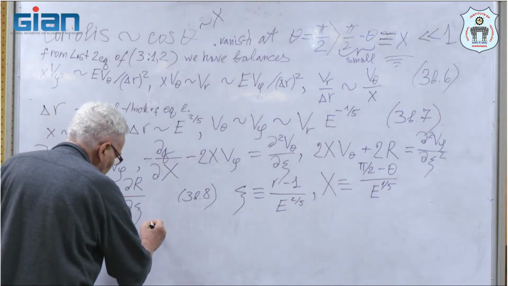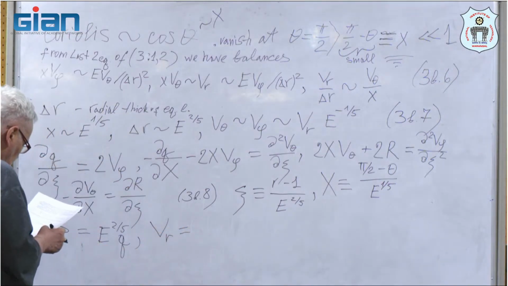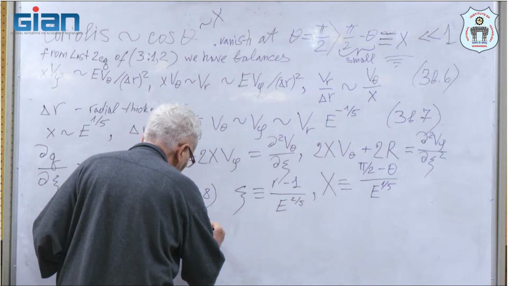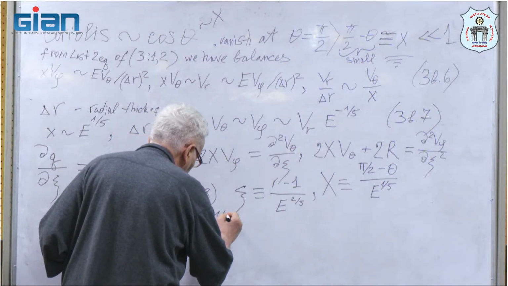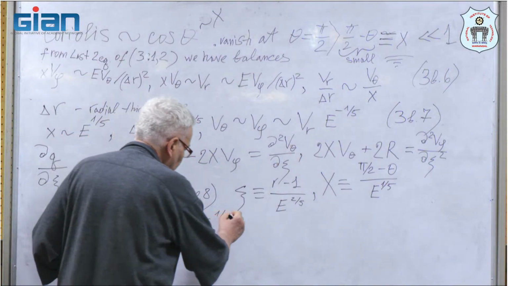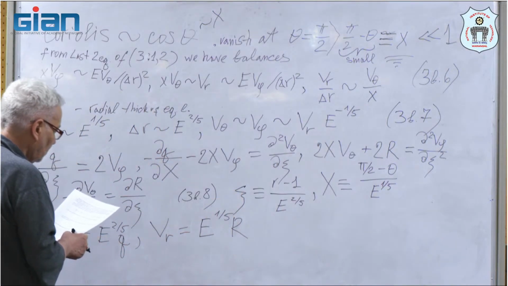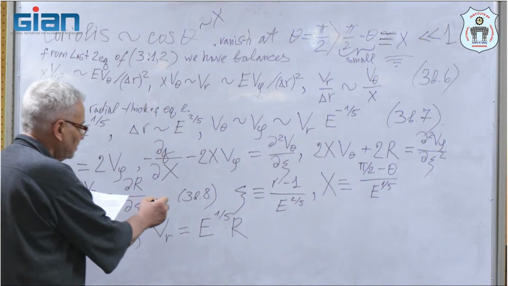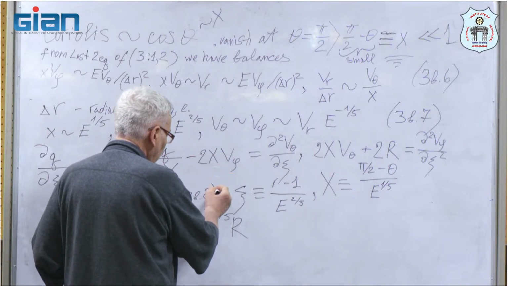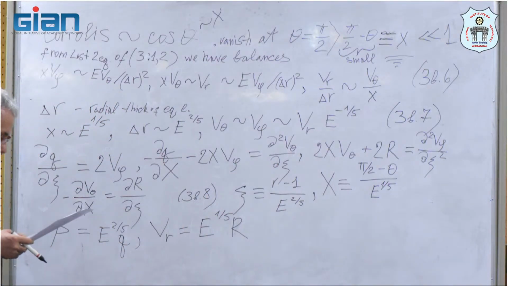And VR, the R component of the velocity, is equal to E to the 1/5 R capital, which is used in this system. So all these things are actually related to this formula. Okay, so we just write them nearby.